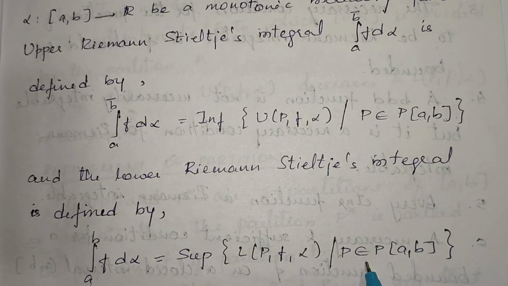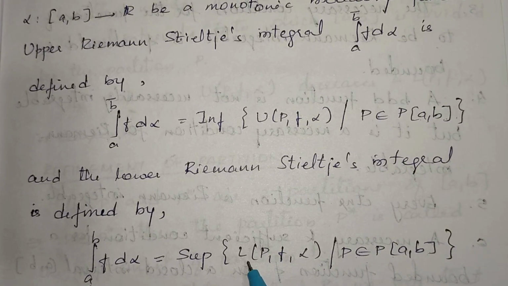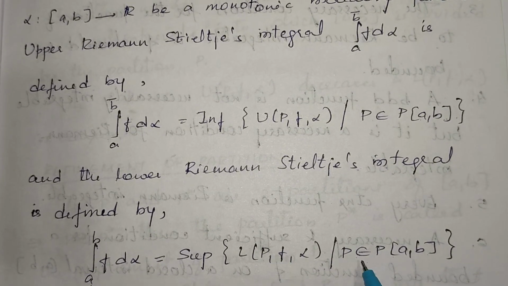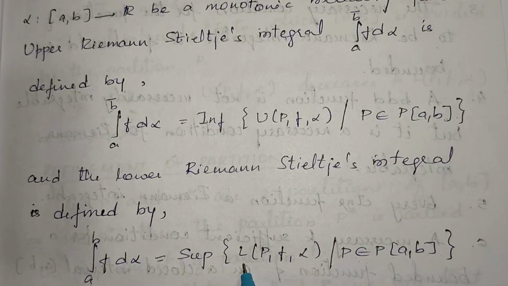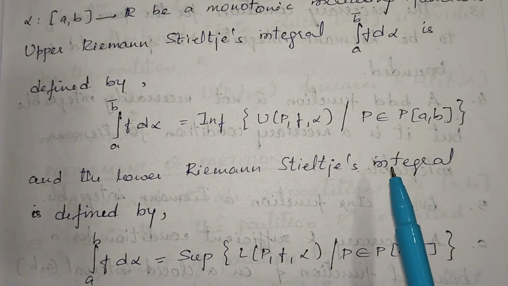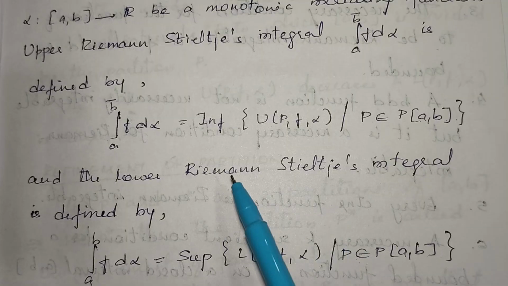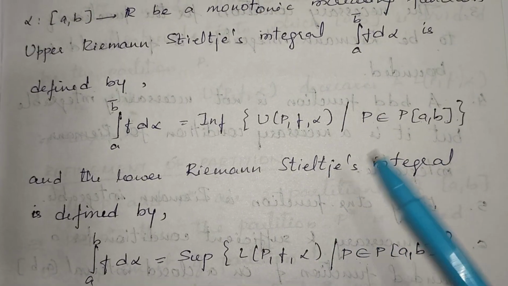So here also, this P is any partition of the closed interval [a, b]. You are collecting the lower sum of each and every partition of the closed interval [a, b], and the supremum of that set will be your lower Riemann Stieltjes integral. Okay, so this is all about the upper Riemann Stieltjes integral and the lower Riemann Stieltjes integral.